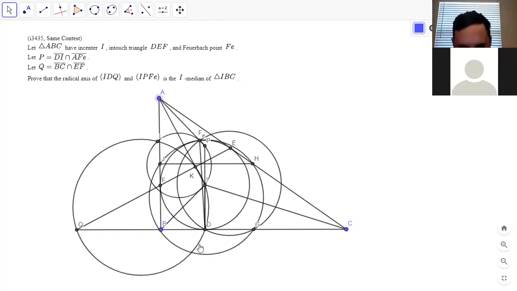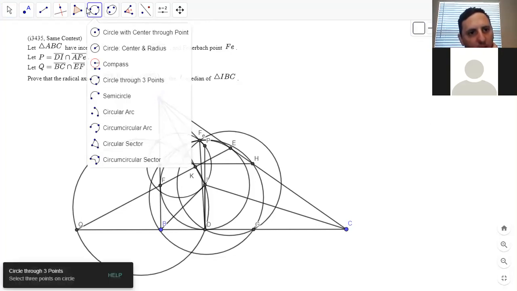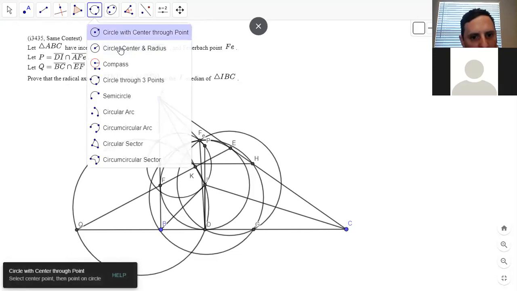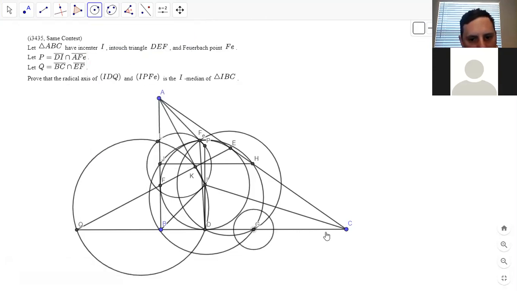So we need to prove that circle with diameter BC is orthogonal to the IPFE. IPFE, yeah. Interesting. Okay, so maybe inversion might help. So maybe we should invert about circle with diameter BC. Okay.